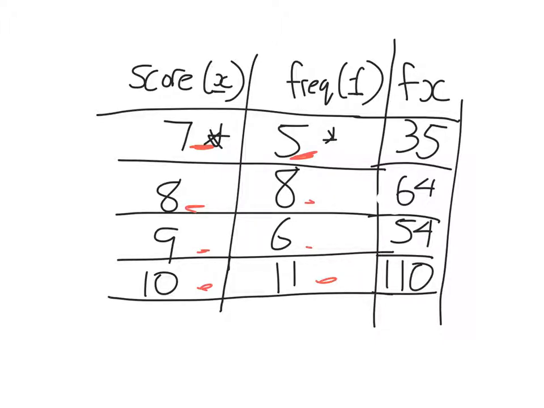So the way that you figure out the mean, which we usually put as x bar, is this symbol here, sigma means sum of, so it's the sum of all the numbers in the fx column divided by the sum of all the numbers in the f column. That's how you calculate the mean from a frequency table.